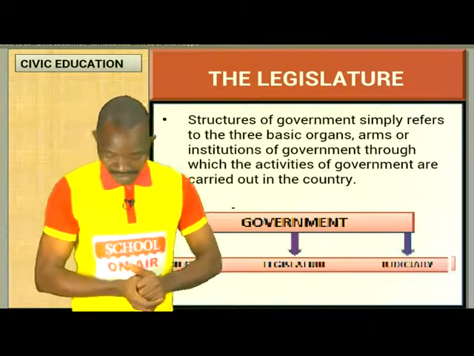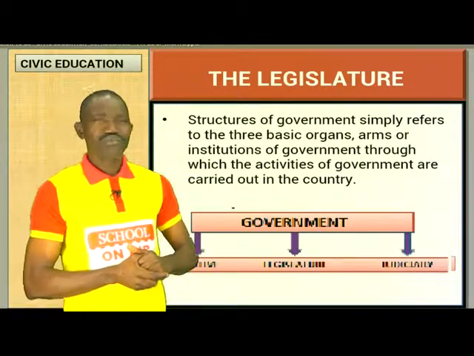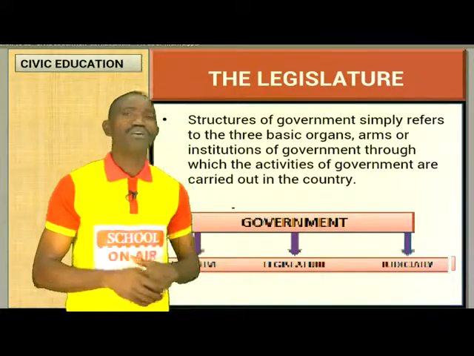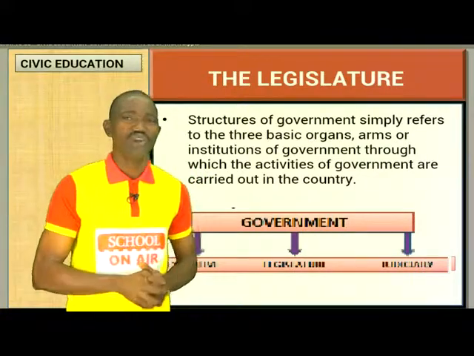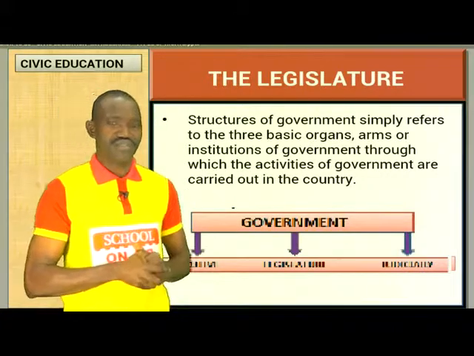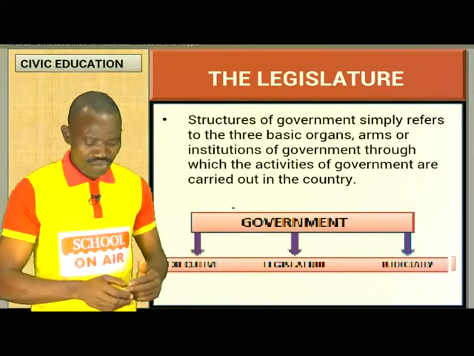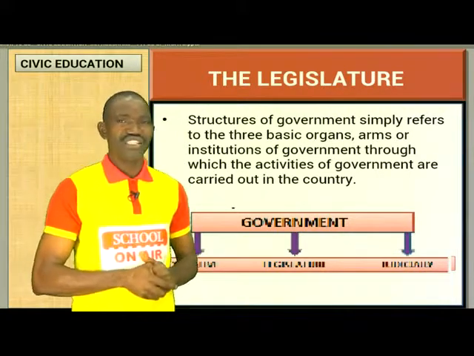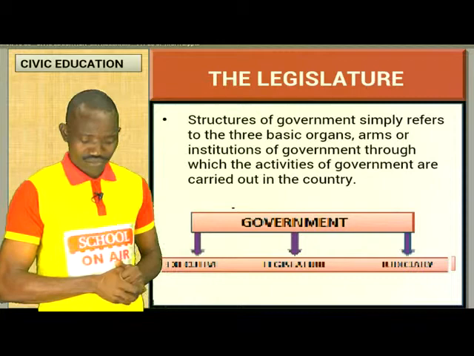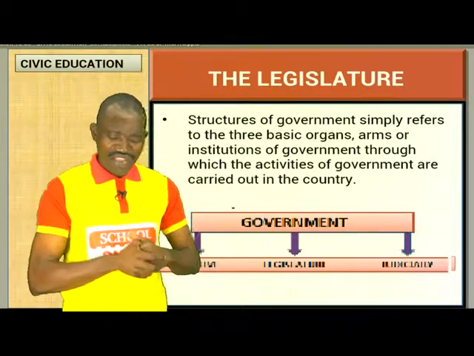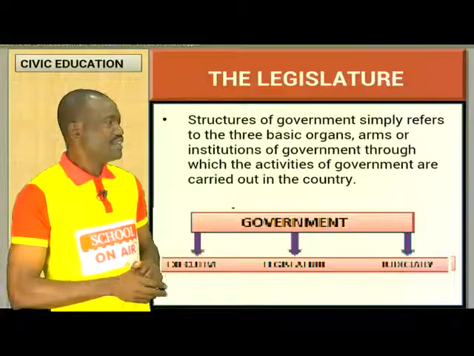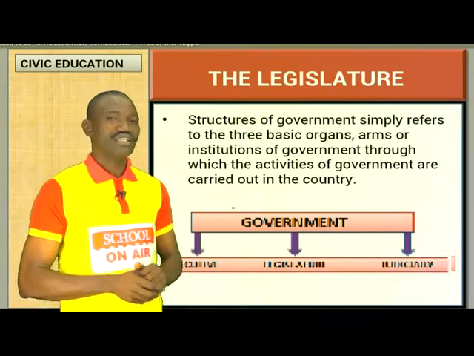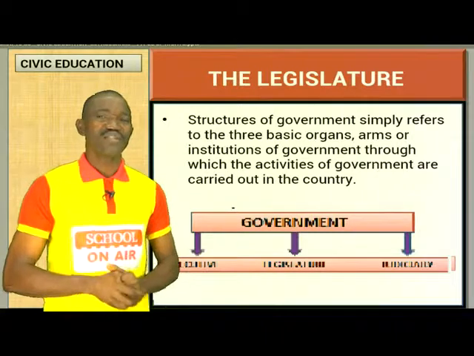As I was telling you in the last class, functions of government. They carry out their function through the various units or organs or institutions. For example, we have the executive who formulate policy and implement it. And so the three organs of government, namely the executive, the legislature, and the judiciary, carry out the business of governance.